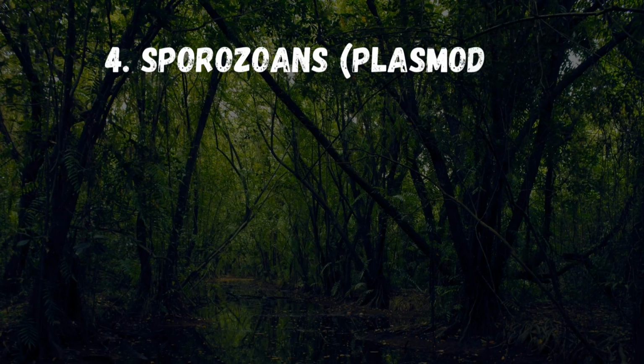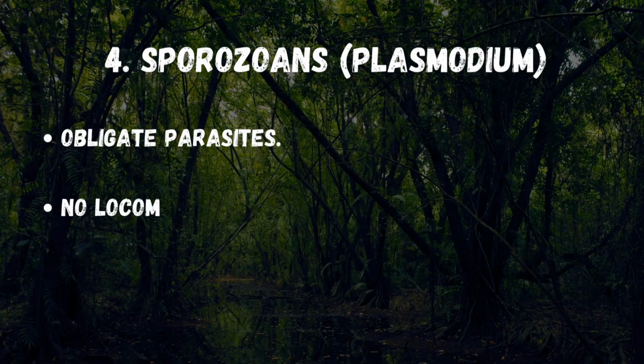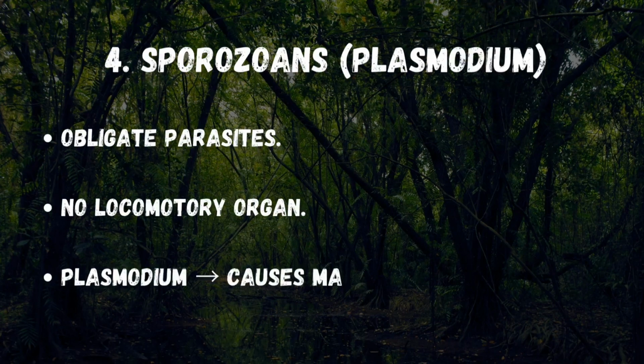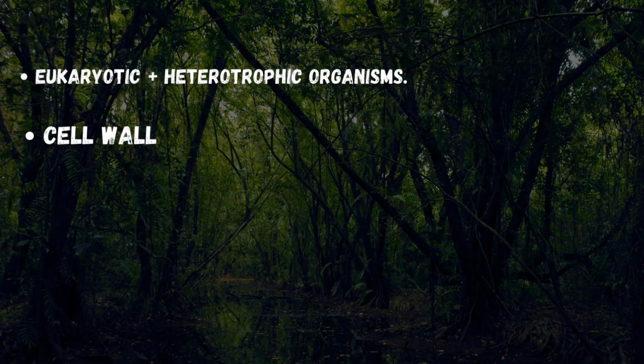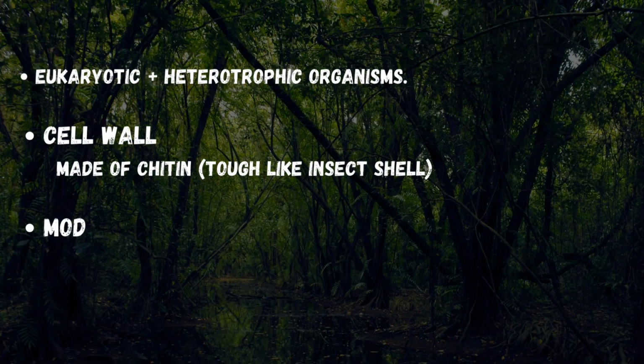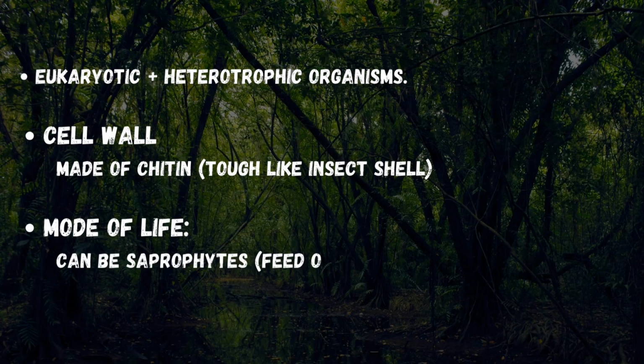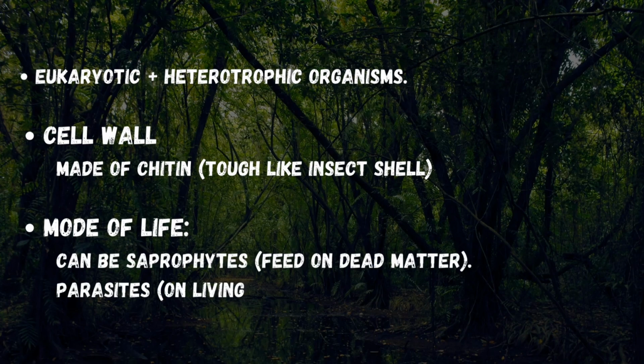Sporozoans are obligate parasites that lack locomotory organs. Plasmodium, a member of this group, causes malaria. Kingdom Fungi. Fungi are eukaryotic and heterotrophic organisms. Their cell wall is made up of chitin. They can be saprophytes, parasites or symbionts.